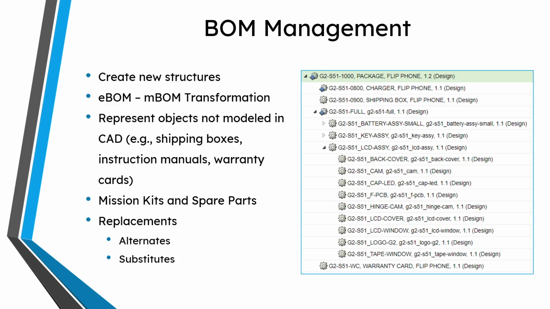And when you're doing these replacements, these alternates and substitutes, they can be one way or two way. So for example, I might be able to exchange component B for component A and A for B wherever they are used, or maybe I'm only allowed to exchange component B for component A.